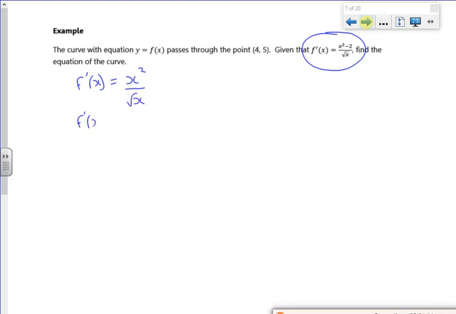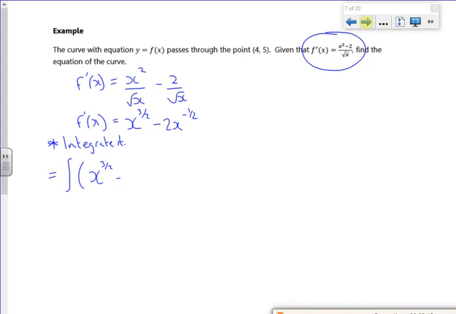So I know that f dashed of x, I'm going to split it as two fractions. So it's going to be x squared over root x. So x to the power 2 divided by x to the power half gives you x to the power 3 over 2, minus 2 over root x, so that's minus 2x to the minus a half. Right, so I'm going to integrate it. I'm going to use an integral sign of x to the power 3 over 2 minus 2x to the minus a half dx.